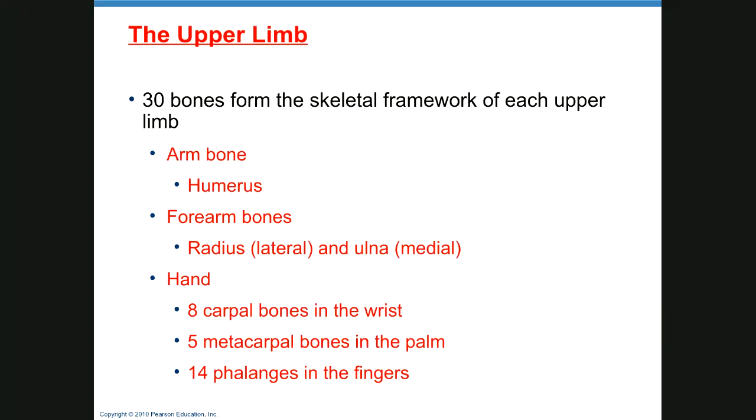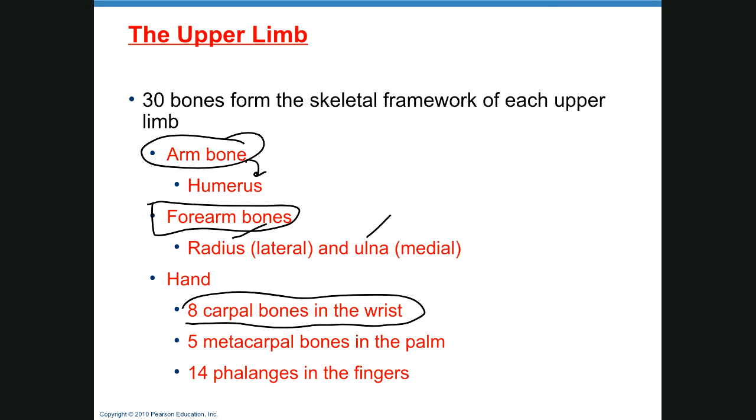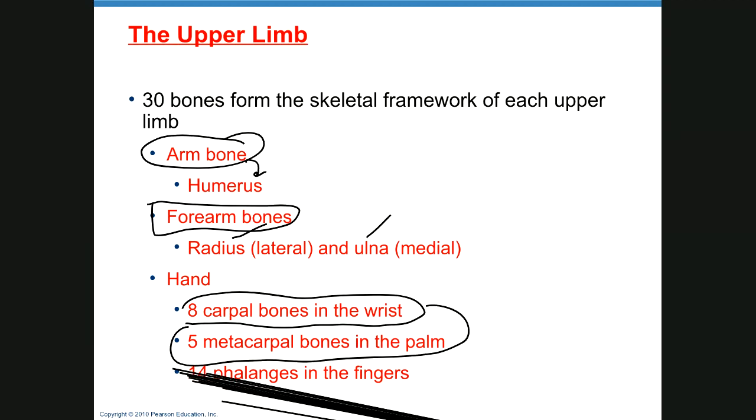Okay, upper limbs. The common name for the humerus is the arm bone. Then coming from the humerus are 2 forearm bones, which are called the radius and the ulna. We have 8 carpal bones or wrist bones, 4 proximal, 4 distal, 5 metacarpal bones in the palm of the hand, and then 14 phalanges, which are the hand bones in the fingers.